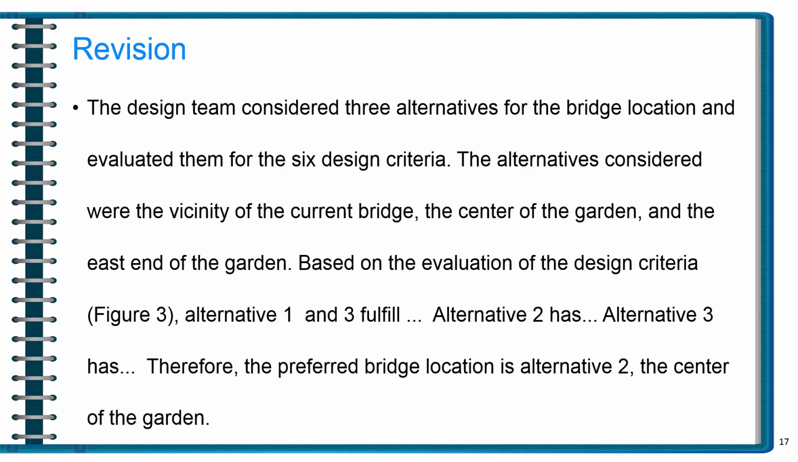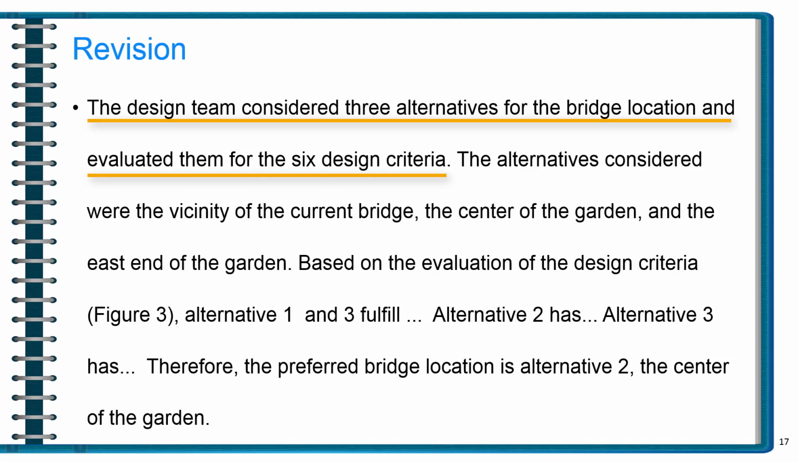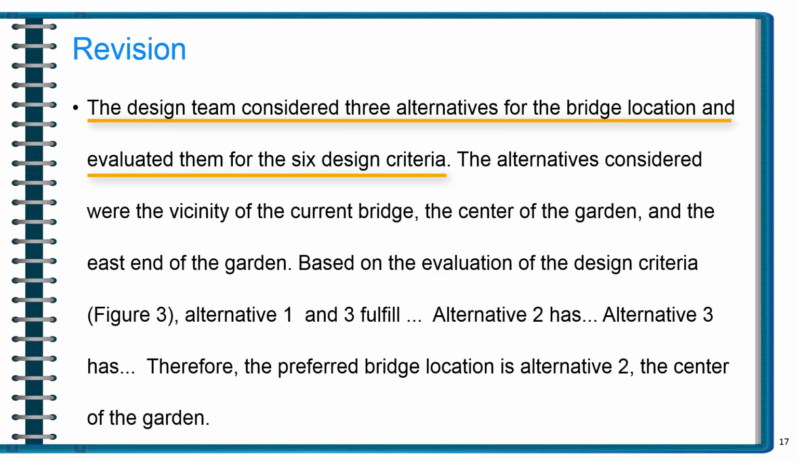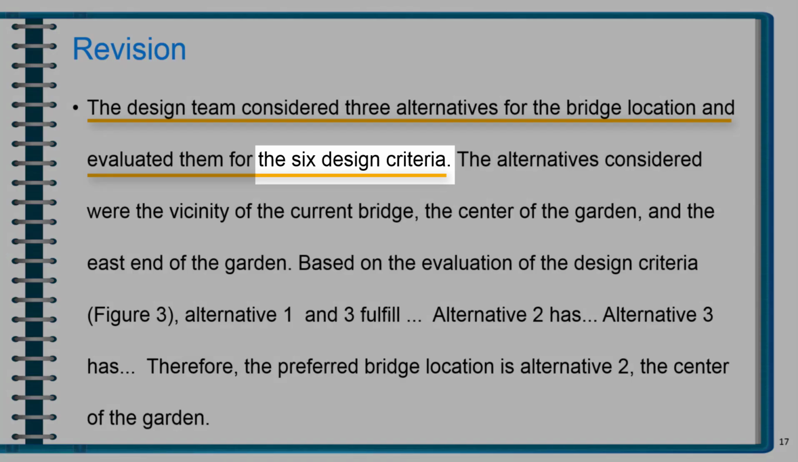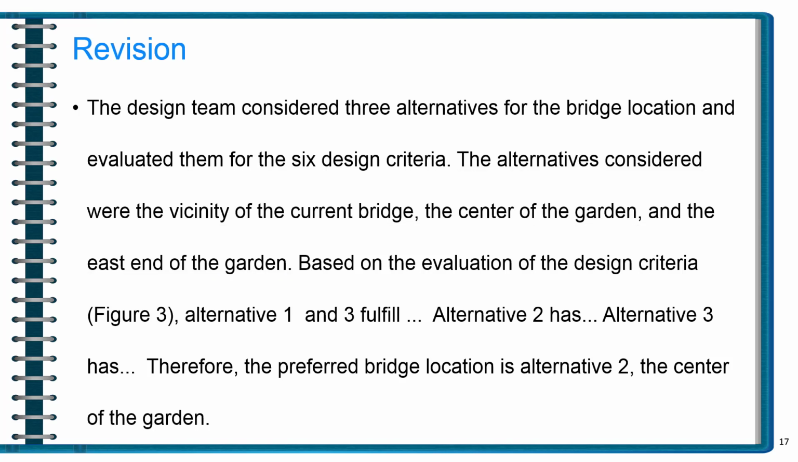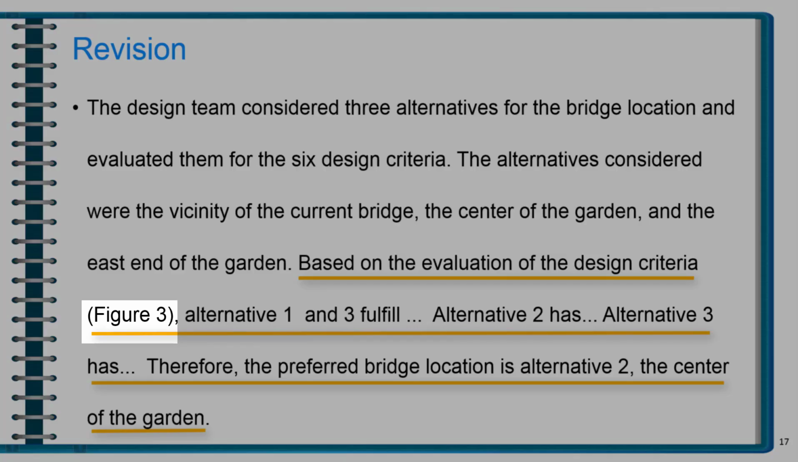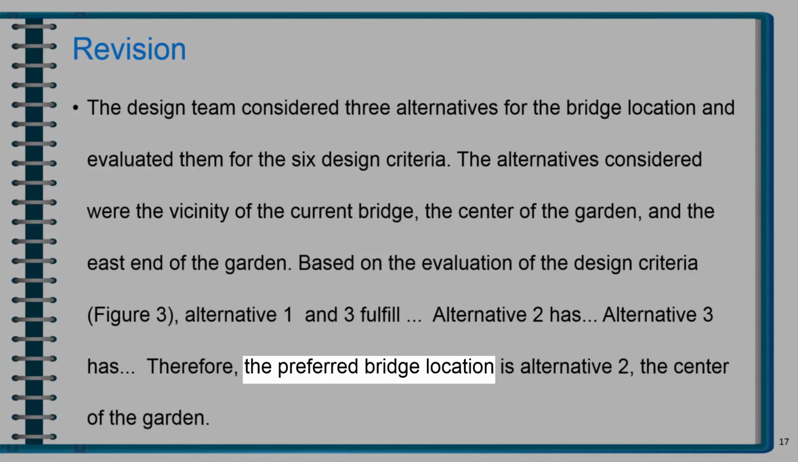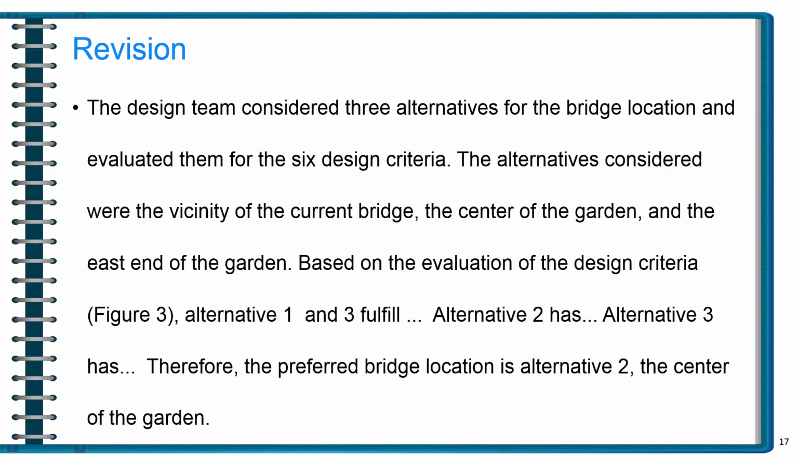The revision provides an opening sentence that starts with known information, and also prepares readers for what is to come. This framing sentence prepares readers for 3 alternatives, and it prepares them to see those 3 alternatives against the 6 design criteria. The second sentence begins with known information and lists the alternatives. The third sentence uses known information to introduce Figure 3. Like the original, the revision ends with the preferred location stated at the end of the sentence and end of the paragraph, so it receives more emphasis.